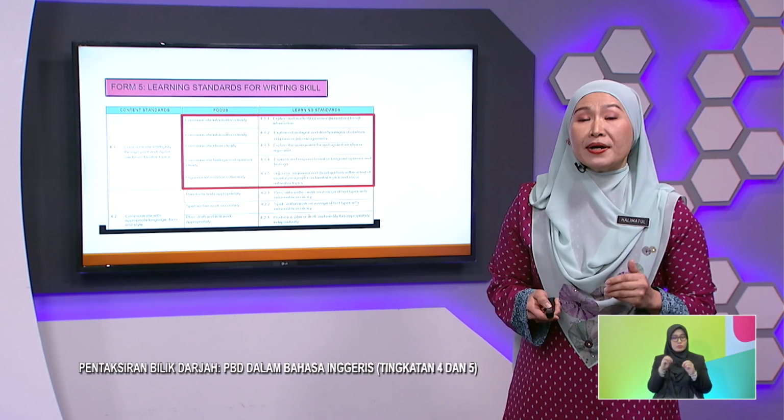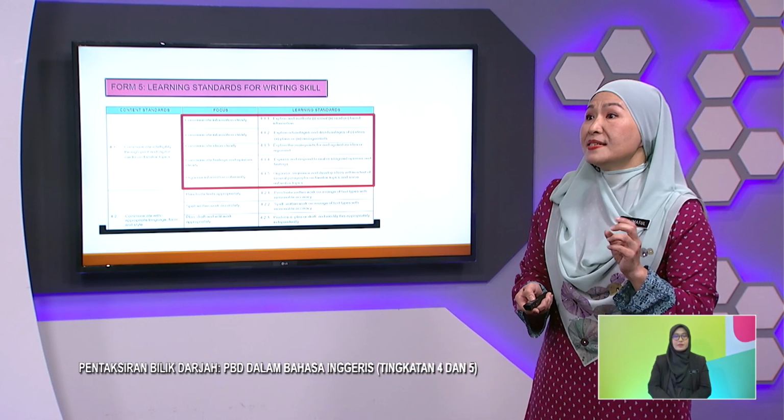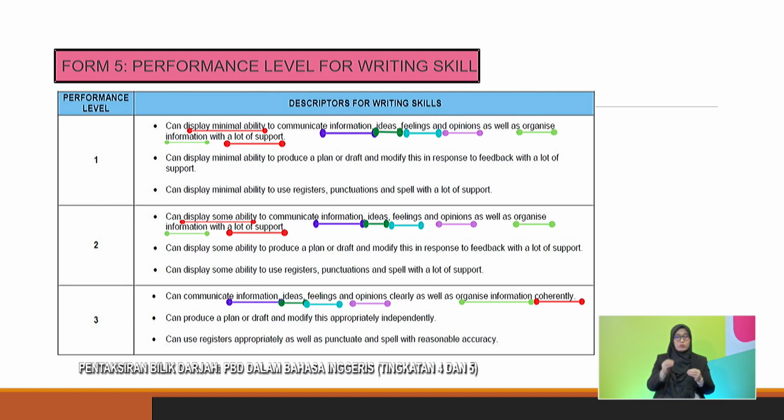Now, here is what I want to show everybody to make it really clear. This is learning standards. I'm taking a writing sample from Form 5, 4.1, and there are 5 learning standards that need to be taught throughout the year. As you can see, the learning standards are numbered, and it is clearly shown there what the teachers are going to teach. However, the next slide shows the performance level for writing skill.